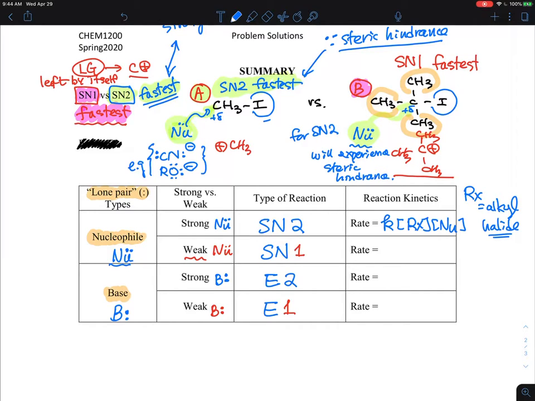Whereas in an SN1 reaction, the nucleophile concentration doesn't matter. The rate depends just on this concentration itself, where X is the leaving group, a halide. And the E2, same reason, is RX times, now instead of nucleophile, we call it the base. When it's an E1, it's just dissociation of the halide from the alkyl halide, and that's what the rate depends on.